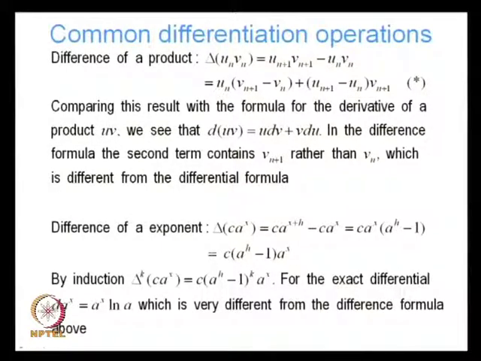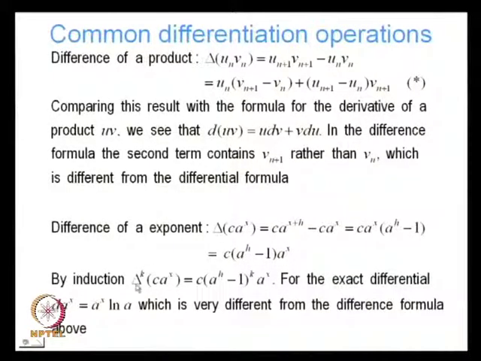Let's look at the difference of an exponent. So, del of C a to the power x, if I evaluate that, by definition is equal to the function evaluated at x plus h minus the function evaluated at x. So, that is equal to C a to the power x plus h minus C a to the power x. I pull out C a to the power x, and I get a to the power h minus 1. I can write this as C (a to the power h minus 1) times a to the power x.